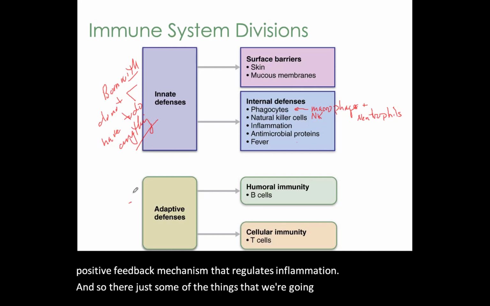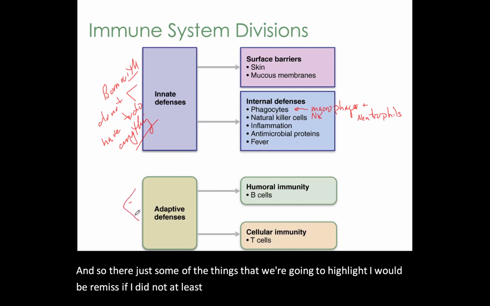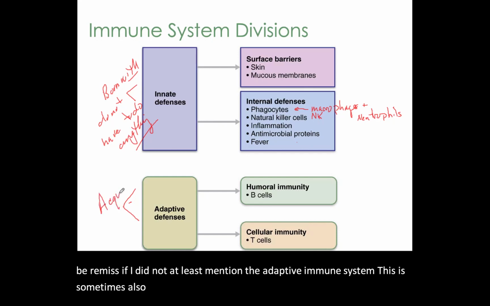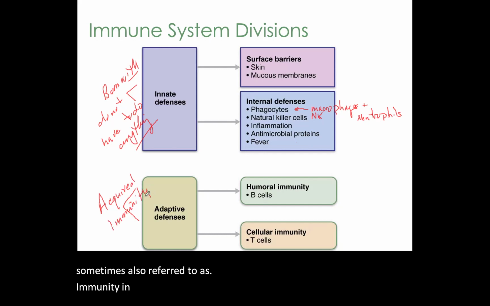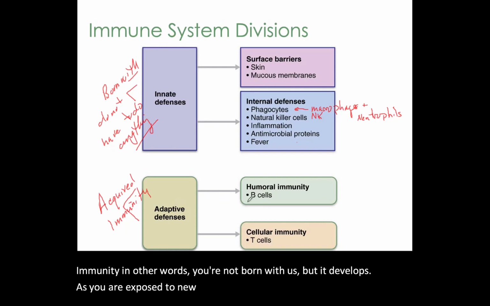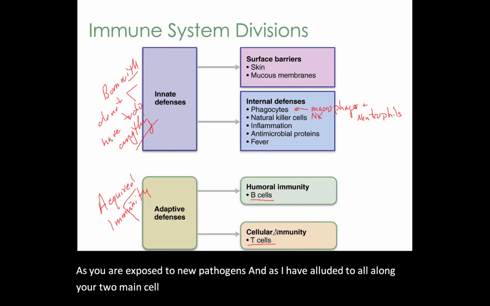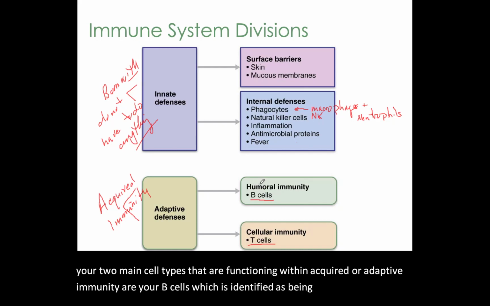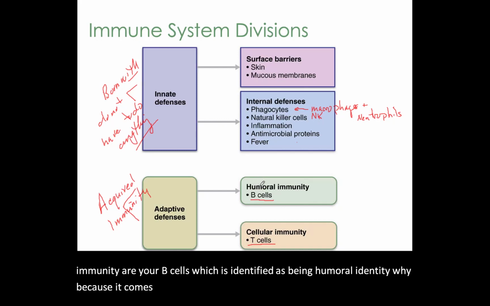I would be remiss if I did not at least mention the adaptive immune system. Right? This is sometimes also referred to as acquired immunity. In other words, you're not born with this, but it develops as you are exposed to new pathogens. And as I have alluded to all along, your two main cell types that are functioning within acquired or adaptive immunity are your B cells, which is identified as being humoral immunity. Why? Because it comes from bone.